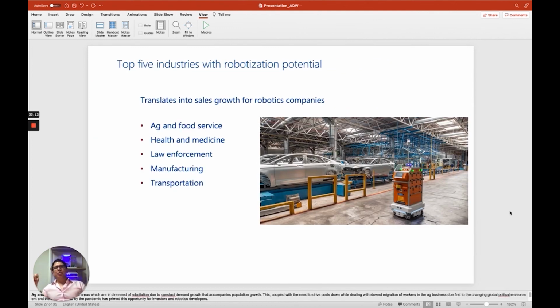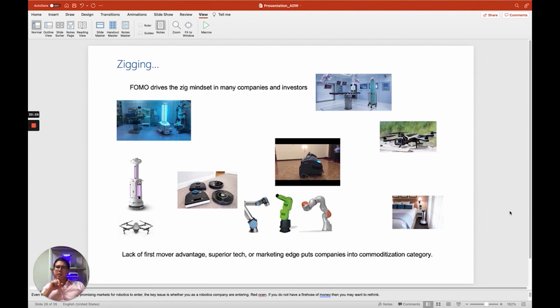So the top industries with robotization potential are agriculture, food services, health, medicine, law enforcement, manufacturing, and transportation. So I like to talk about zigging. Fear of missing out, FOMO, drives the zig mindset in many companies and investors. So everyone's doing this, I got to do it too. And so it's not good for the company, nor is it good for investors, because you don't generate outsized returns. In fact, you may realize an outsized loss as a company or as an investor by following this path.